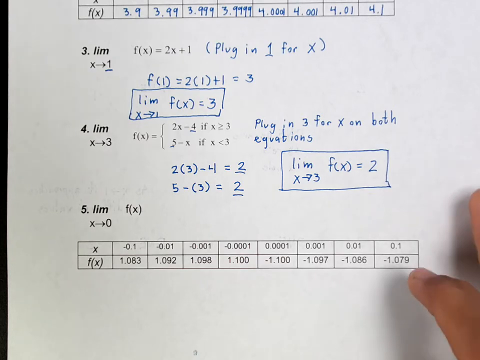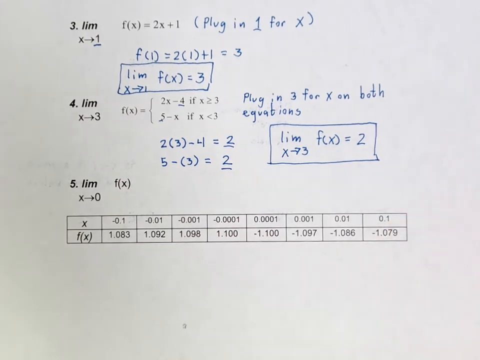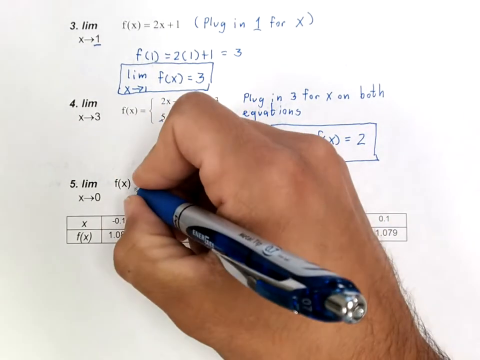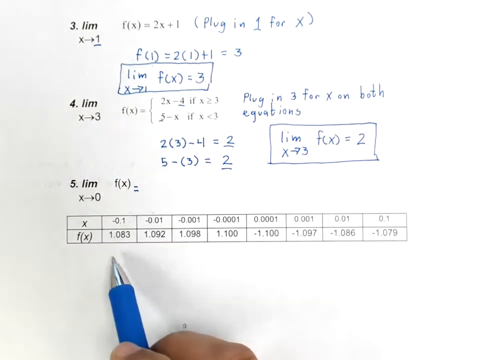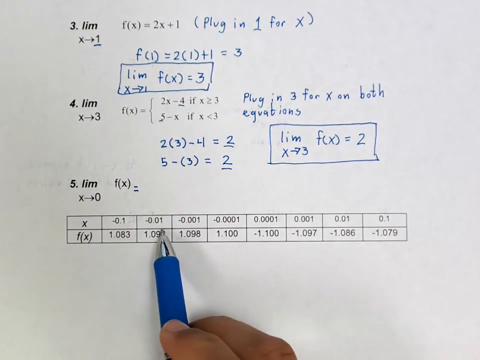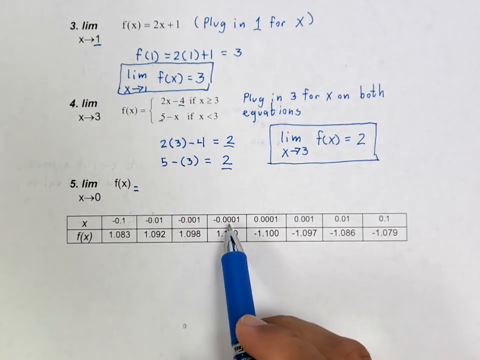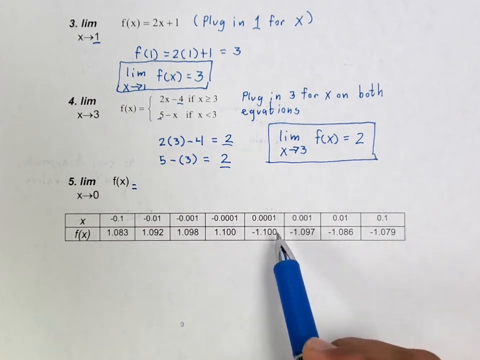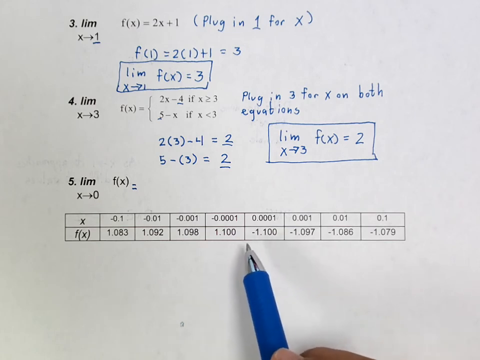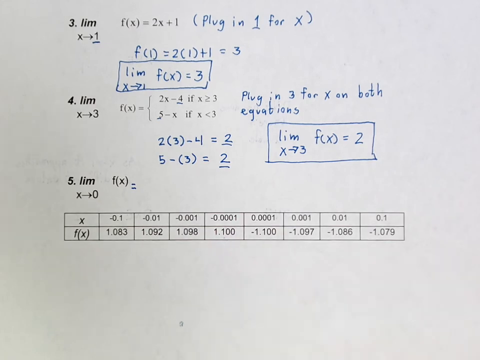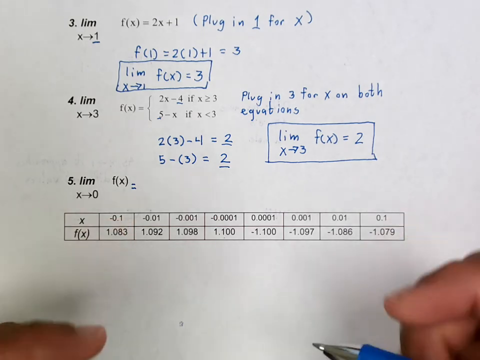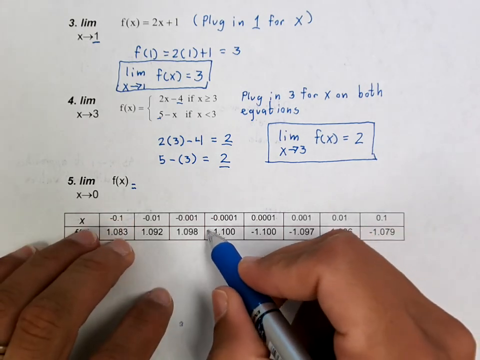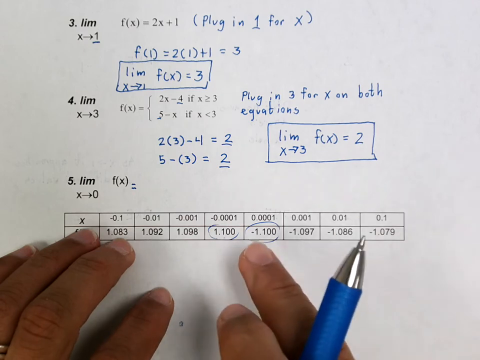Okay, finally on this last one, number 5, just look at it. This is already a fill-in table. You have to know what you're approaching here. I'm approaching 0. So I approach 0 from the left and from the right. Notice that I have numbers that are similar, but this one's positive and this one's negative. Because I'm approaching different y values, one of them is positive, one of them is negative.